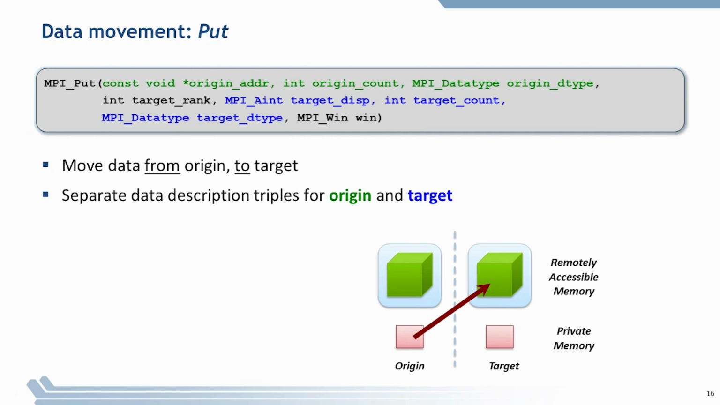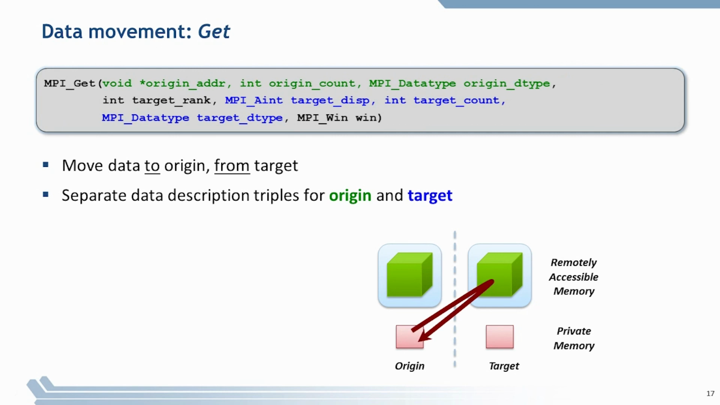Okay, so I'm going to do get and accumulate, and then we'll stop and do the others after lunch. Because get is basically the reverse of put. In this case, I want to specify where the data is going to be deposited, because I'm going to get data. So that's why there's not a const in front of the origin address. But then the same thing: I've got the rank, the displacement at the target process, the count, the data type, and the window. So it looks just like put, except data moves in the other direction.